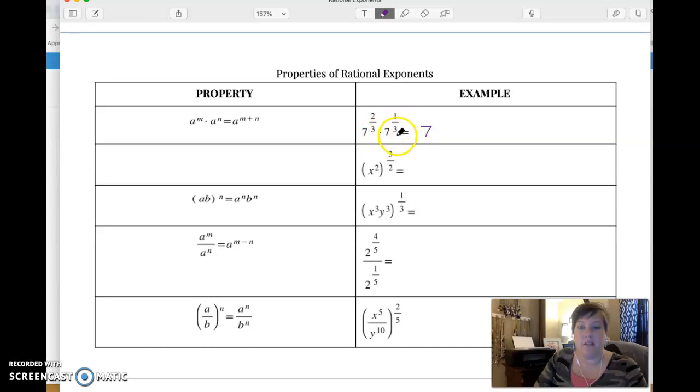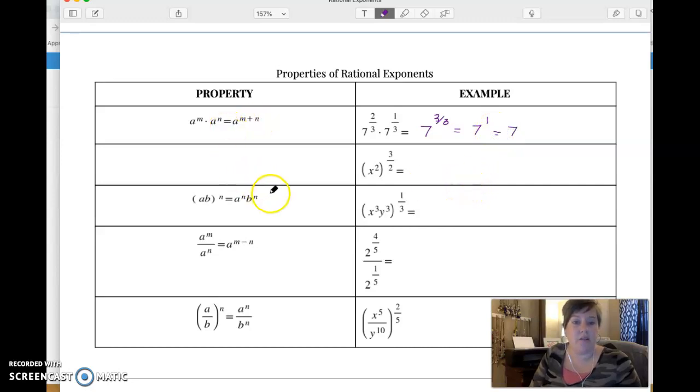So the base is 7, and then I would add 2/3 and 1/3 to give me 3/3, and then we simplify and it would be 7 to the first. Again, as long as the base is the same, you can add the exponents. You may even have to get a common denominator. The denominator doesn't have to be the same, but we can add those exponents together to get a simplified single expression when we work.